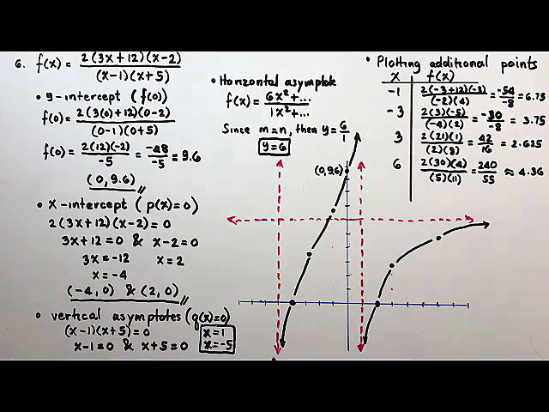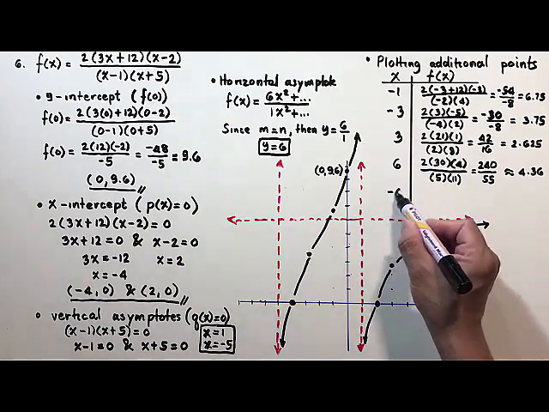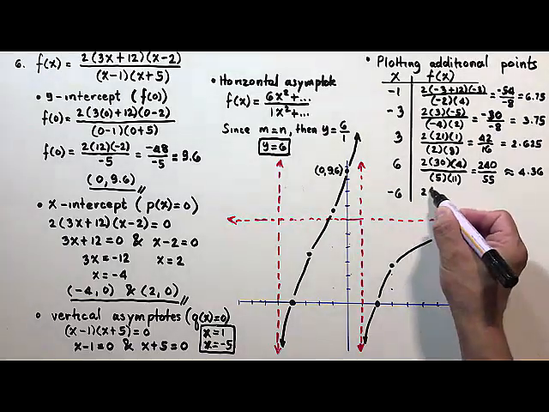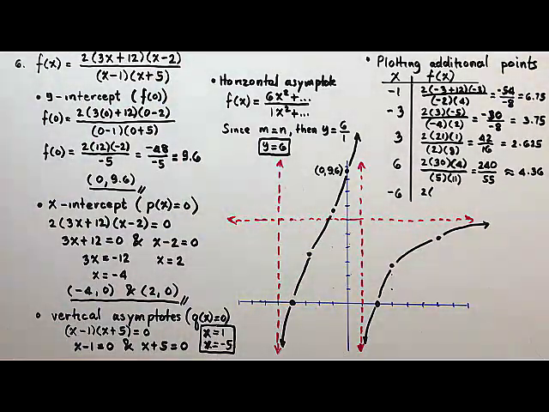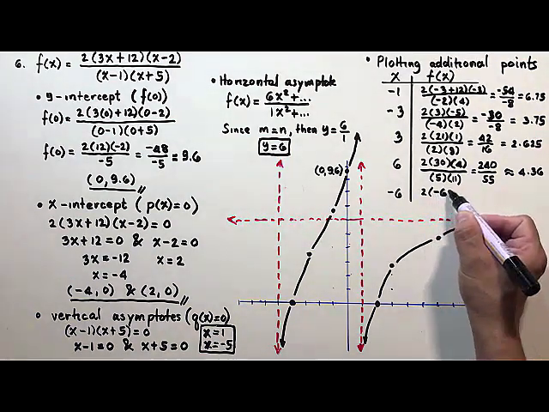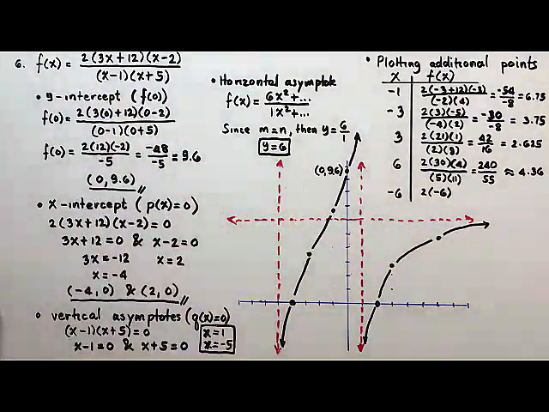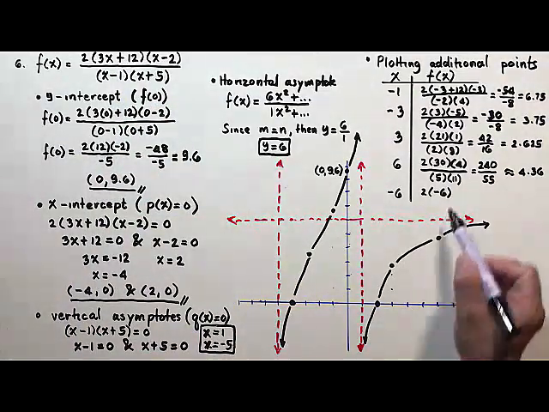Now let's also see what the graph is here at the left of this vertical asymptote, whether it's down here or up there. So let's try some values, say negative 1, negative 2, negative 3, negative 4, negative 5, negative 6. Substituting negative 6 there, 3 times negative 6, that's negative 18, plus 12, that is negative 6.